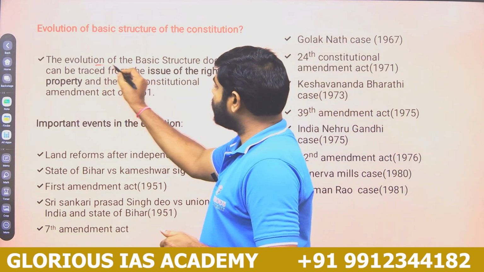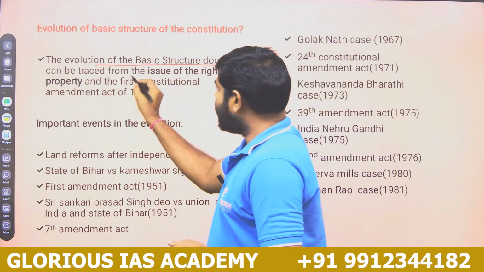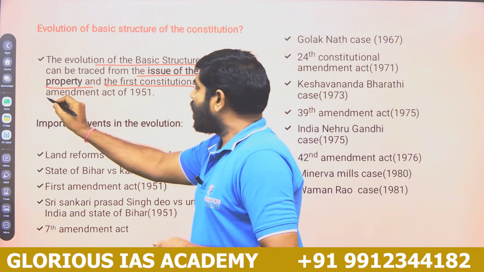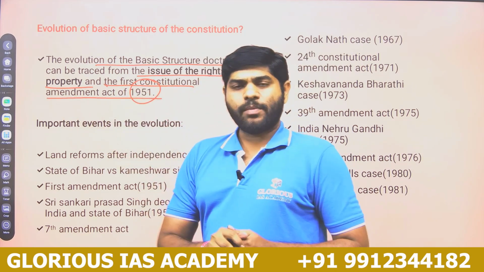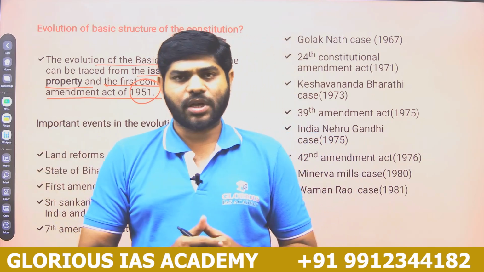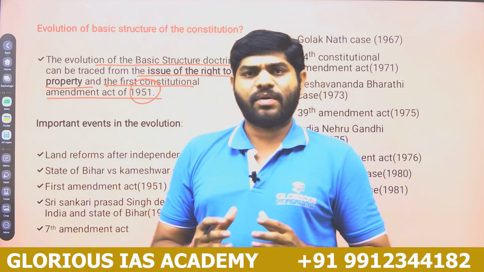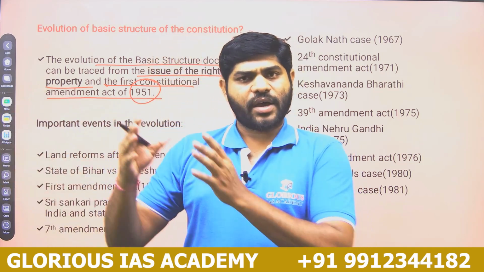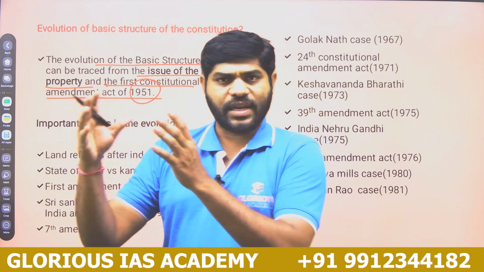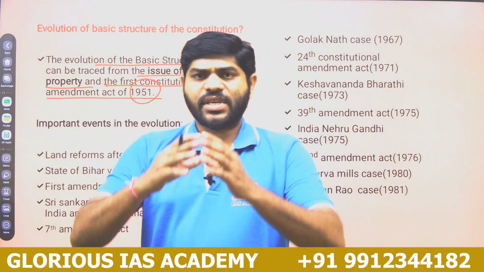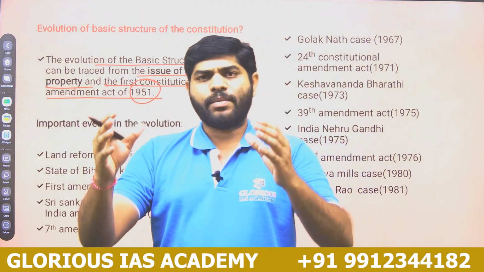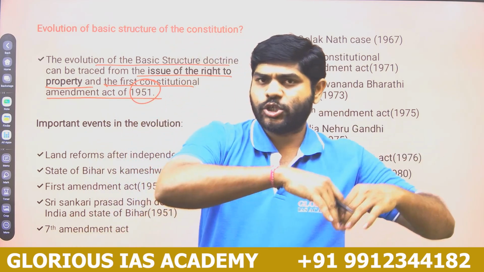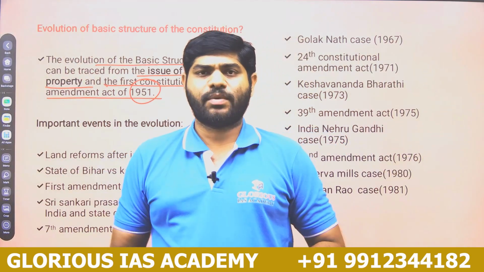The evolution of the basic structure doctrine can be traced to the issue of the right to property and the Constitutional Amendment Act of 1951. Immediately after the commencement of the Constitution, the central government brought some land reforms, such as the abolition of intermediaries in the agriculture sector, the land ceiling act and the tenancy act. By these land reforms, the government took away hundreds of acres from the local landlords and distributed them among all sections of the people.